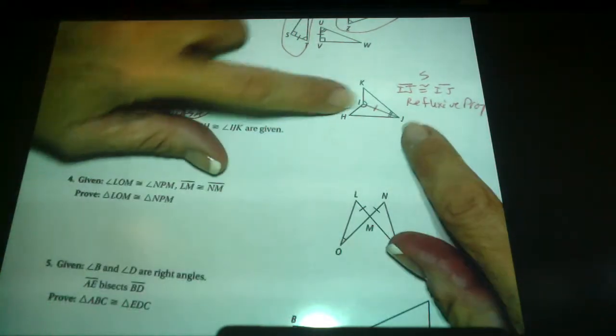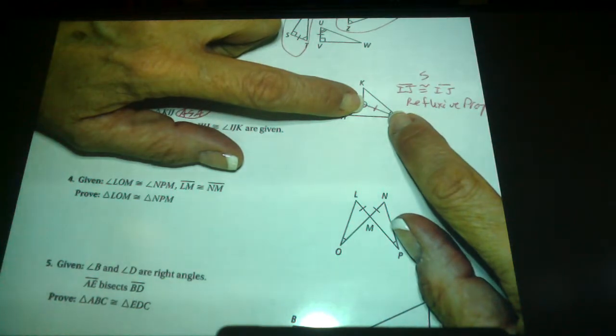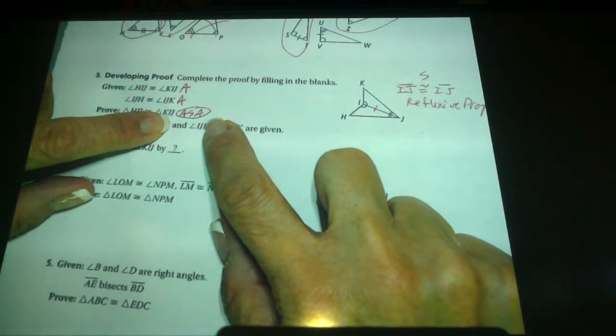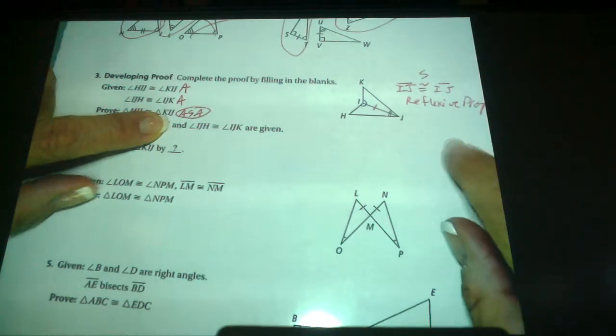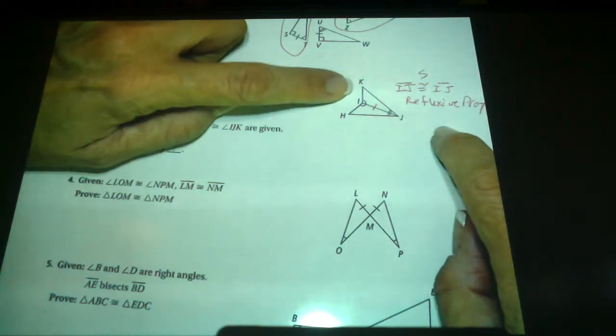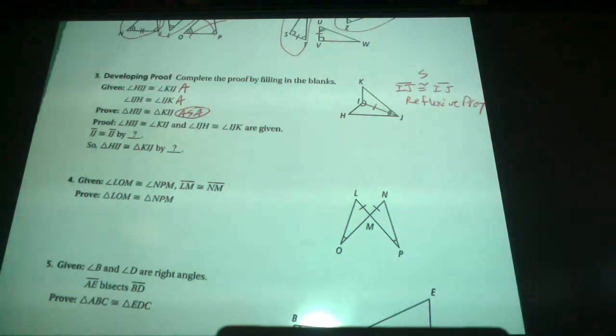And then if you put your fingers on those angles that are congruent, that side is in between those two angles, so it's the included side. So it has to be ASA, not AAS. AAS would have been if it had been side KI or side KJ. That would have been a non-included side. All right, so let's look at number four.